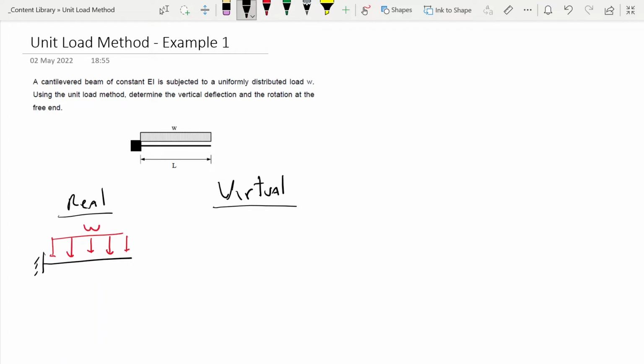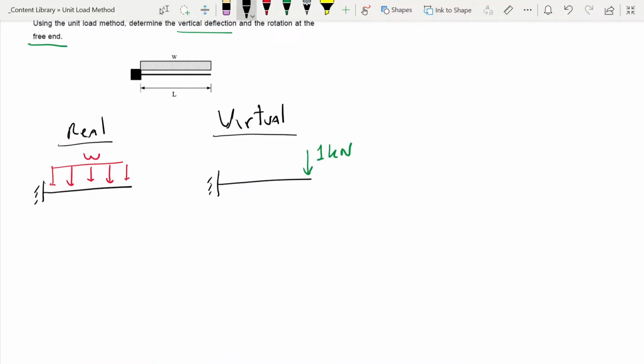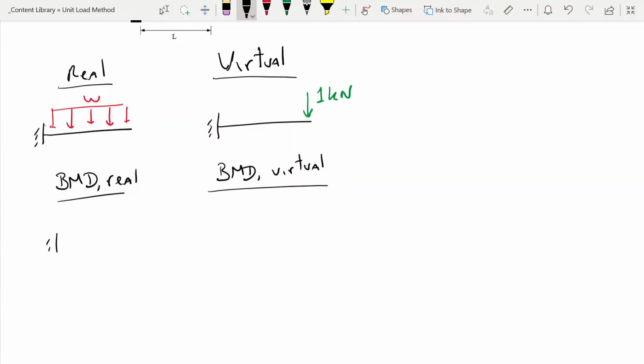And the virtual, in this case, we're going to try to do first the vertical deflection. So we need a virtual structure that has a load of 1 kilonewton in the vertical direction at the place that we want to measure it. So it's going to be the vertical deflection at the free edge. So we apply a 1 kilonewton pointing down at the free end. When we establish this, we can then do the bending moment diagram for the real structure and then for the virtual structure. In this case, they're both straightforward.